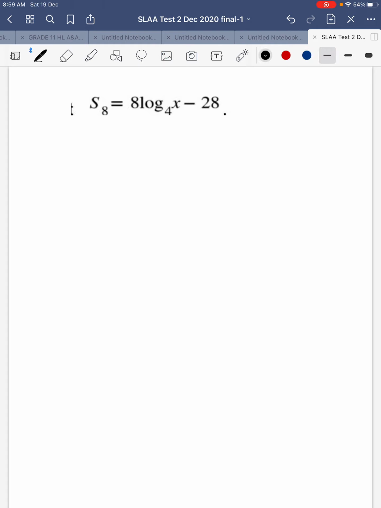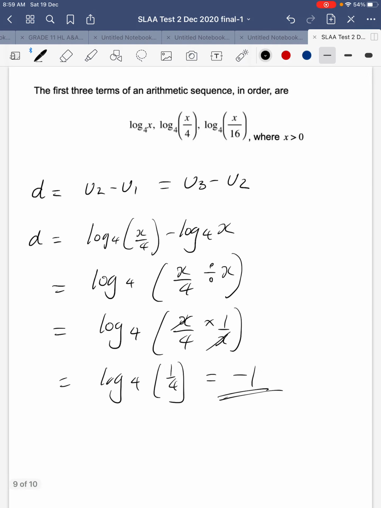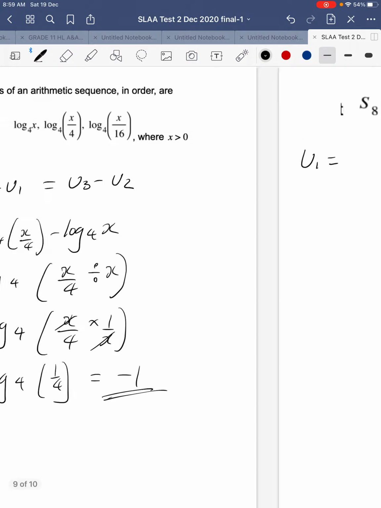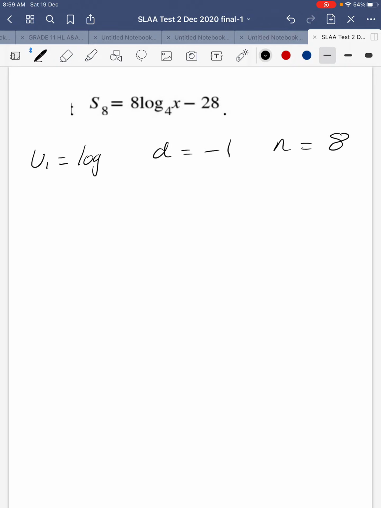Okay, so let's just write this down, what information we've got. We've got u1, d, n. Well, n is definitely 8, d is -1, and u1 is log to the base 4 of x. So now we reach for our summation formula. Now there's 2 summation formulas. One relies on you knowing the first and the last term. One relies on you knowing d and n.